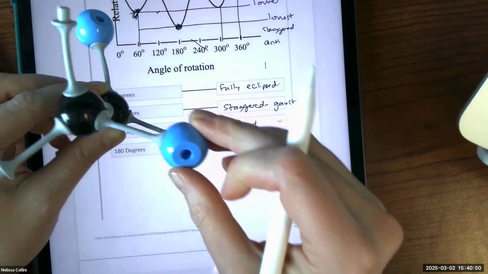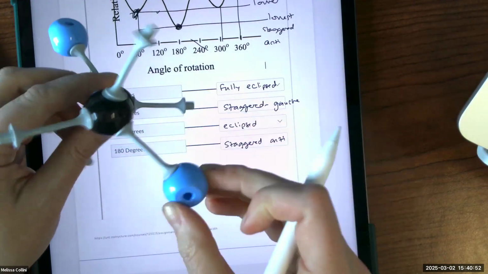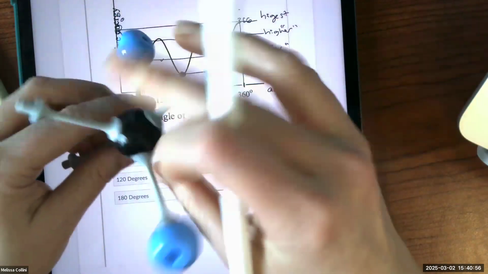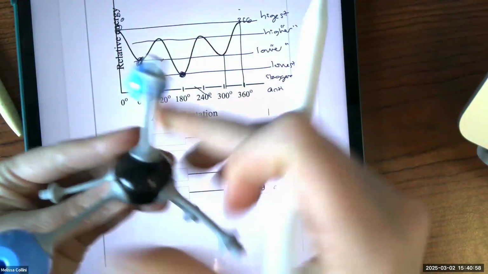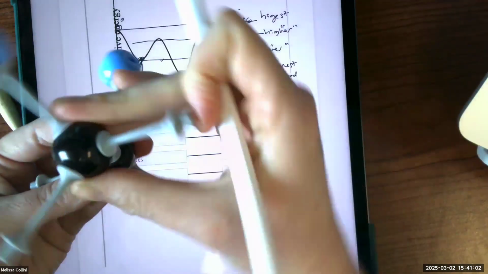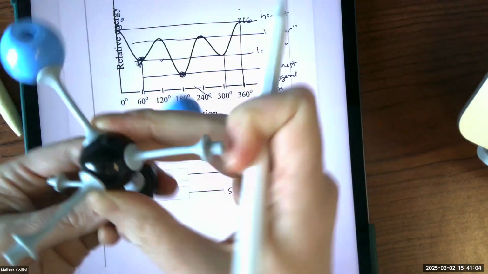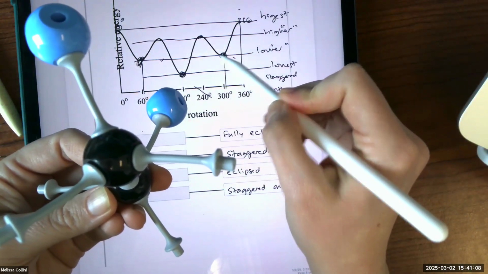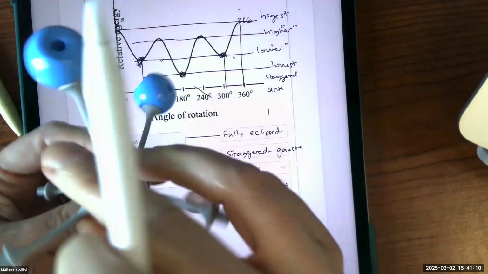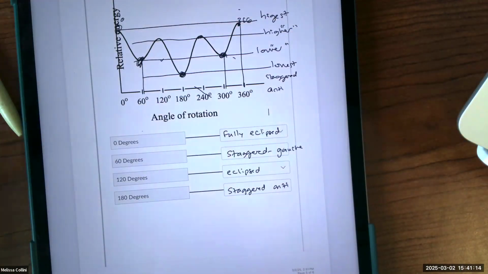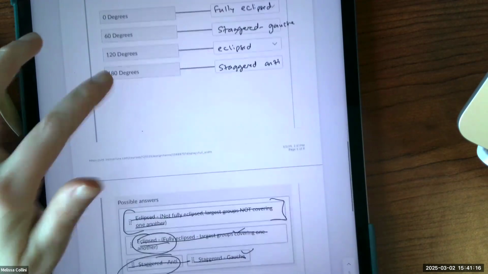If we were to keep going, we would get anti, where they're completely opposite each other at 180. Then we go back around and we're back to eclipsed, but not fully eclipsed. Then we go to staggered gauche, a little bit more stable, but not as stable as anti. And then the least stable position is right here at 360. So I hope that clears that up.